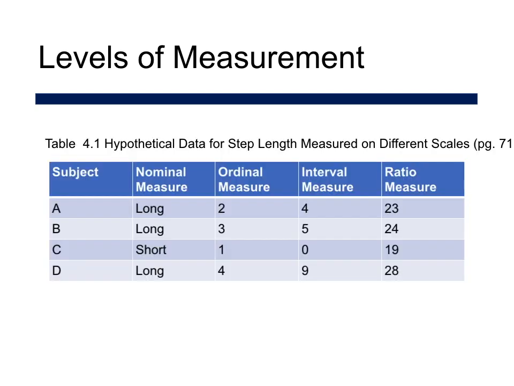Let's take a look at this in a table format, and this table is actually adapted from your book. It's table 4.1 in your book. The table represents the measuring of step length for 4 subjects. And we're going to break it down: nominal, ordinal, interval, and ratio measured.